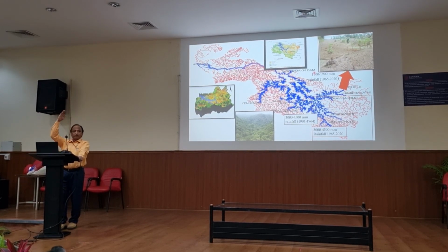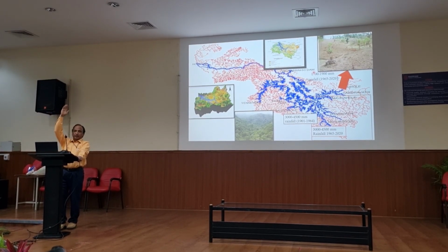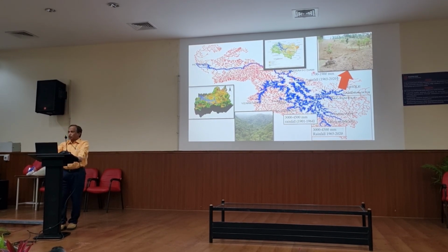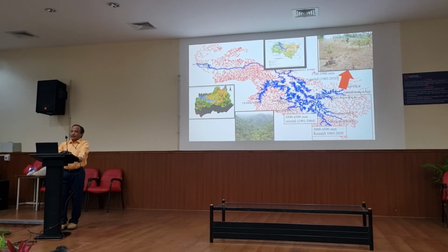You know what happened? On the hillock, the trees were there. Because of the cloud formation and condensation, these trees used to stop the cloud and the rain used to happen. Now the cloud is going elsewhere. Okay? Now you understood the linkage with the rainfall.